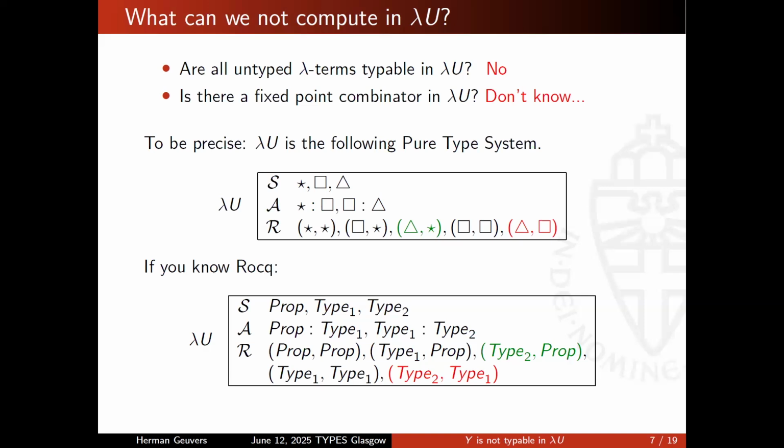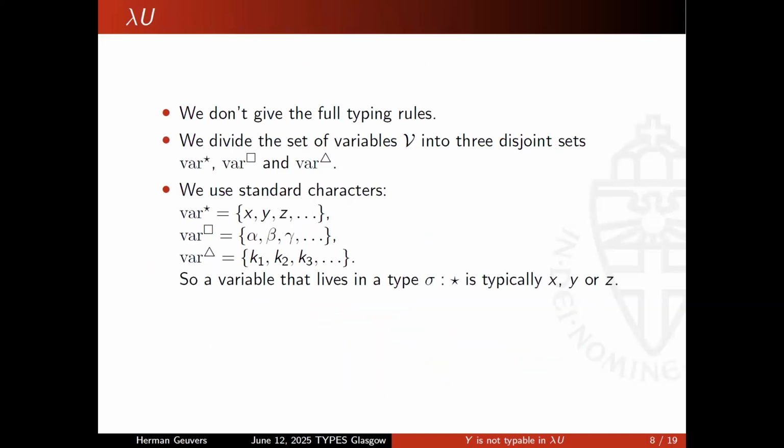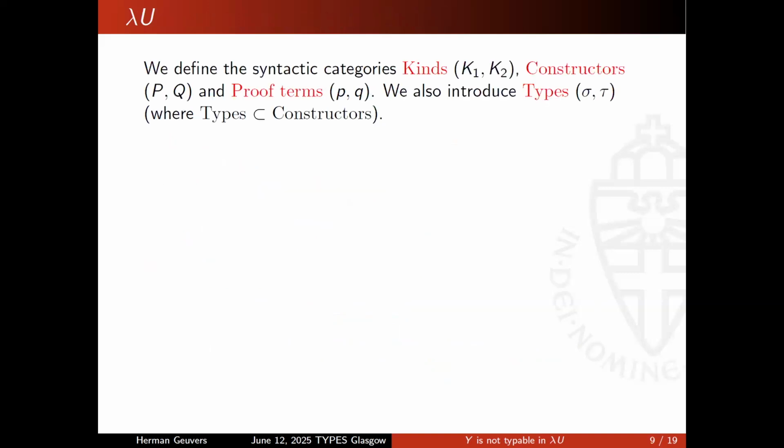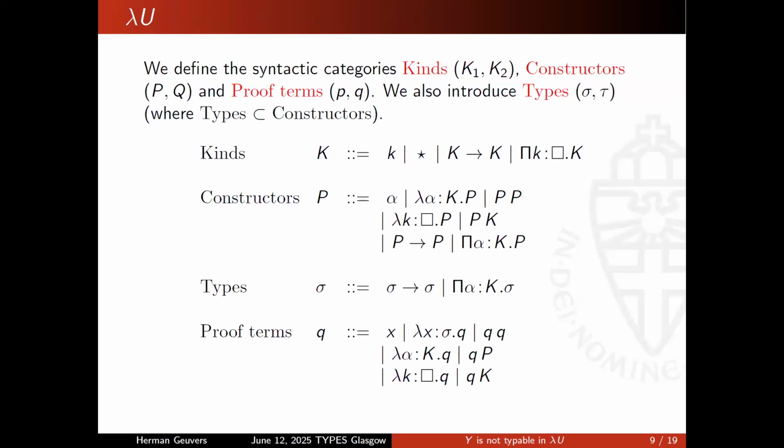Now, why is lambda U such a nice system? You can give a stratified presentation of it. If you separate the variables, you can separate things much better than in lambda star, in terms of kinds, constructors and proof terms, and the types are a subset of the constructors. Here I use specific names for specific classes: kind variables are k, constructor variables are alpha, proof term variables are x, so I use special symbols for that.